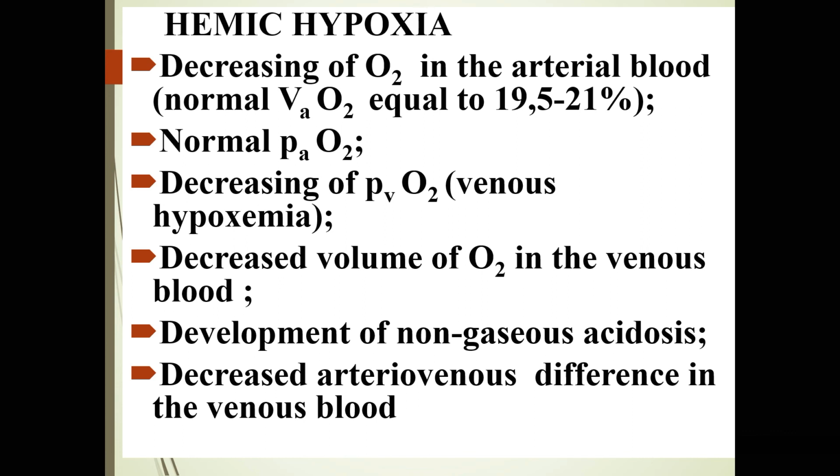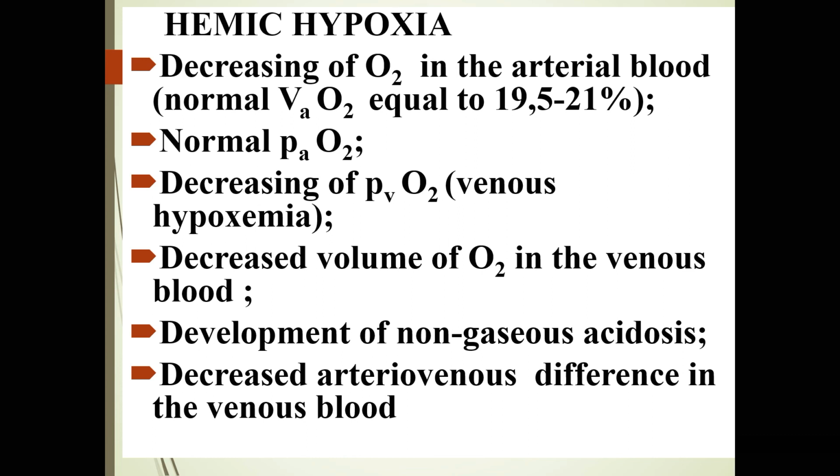It is observed with anemia, hydremia, and with inactivation of hemoglobin. Hemoglobin inactivation occurs when hemoglobin connects with carbon monoxide and forms carboxyhemoglobin. The curve of dissociation of oxyhemoglobin is shifted to the left. With formation of methemoglobin, ferrum 2 is oxidized and converted to the 3 form, and oxyhemoglobin decreases in the venous system.